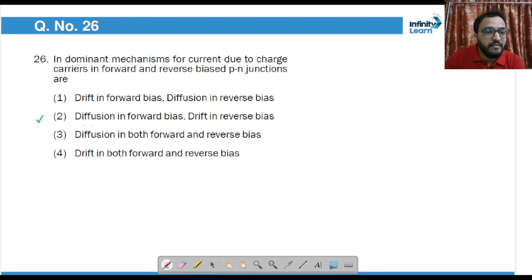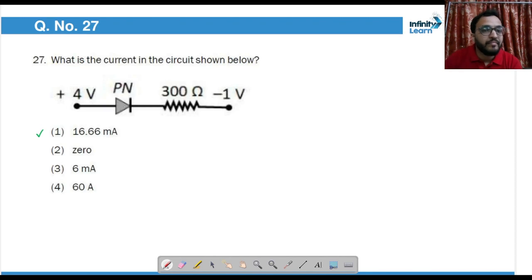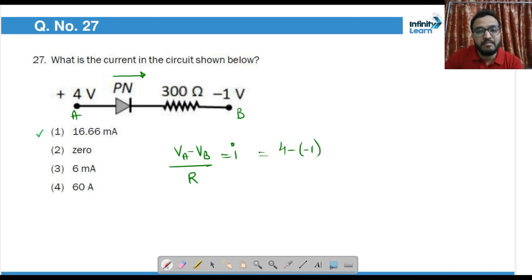It's very logical that in forward bias, diffusion current dominates, and in reverse bias, drift current dominates. It's a logical understanding. Now in this question, this is point A, this is point B, and this is a forward biased PN junction. It will allow the current. So you will say VA minus VB upon R is equal to I. That's all. So it is 4 minus 1 upon 300, that is 5 upon 300. Whatever it is, the answer will come out. If you want to convert from ampere to milliampere, this will be the right answer.